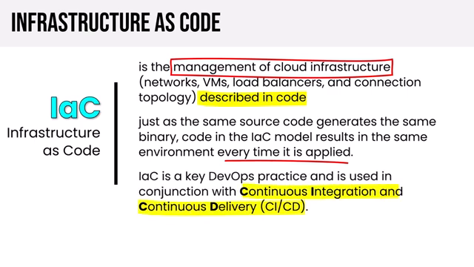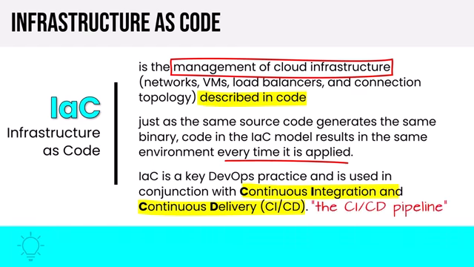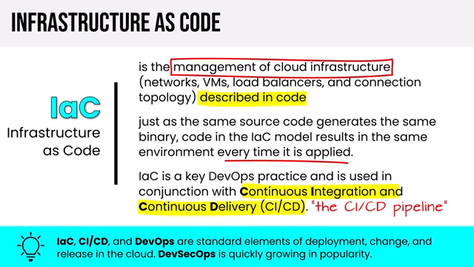But infrastructure as code is a key DevOps practice, and it's used in conjunction with continuous integration and continuous delivery, or CI/CD, creating the CI/CD pipeline. But infrastructure as code, CI/CD, and DevOps are standard elements of deployment, change, and release in the cloud. And DevSecOps, as I mentioned, is quickly growing in popularity as well. And these 4 all go hand in hand in the same conversations. So that does it for 1.2.